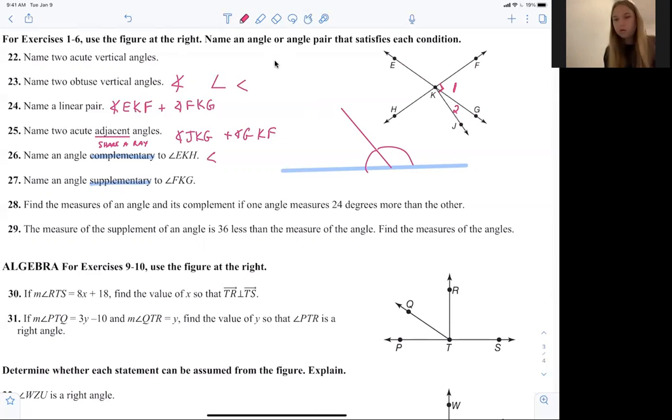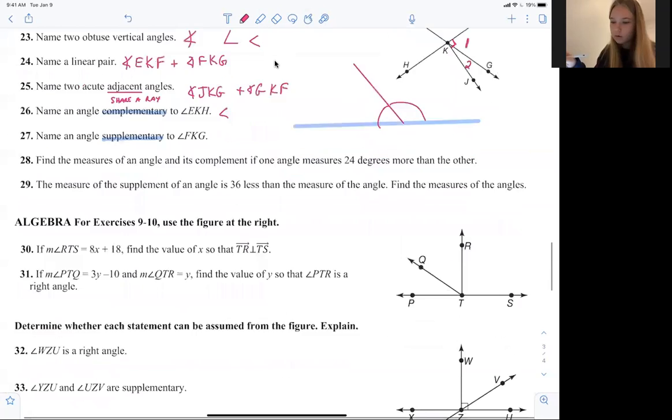Say it again, Michaela. Yes, good. EKH and EKF. Good. Somebody else who's saying something. Do you have to put both, or do you only have to put one? You're writing complementary angles. Angles is plural. You have to write two. Complementary and supplementary have to do with two angles.